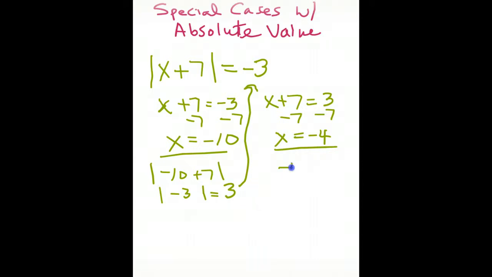Also, let's go over here just to prove to you that this is equally in bad shape. I put this in, I get the absolute value of 3, and I write down, oops, 3 as well. Neither one of these answers is going to give me that negative 3.